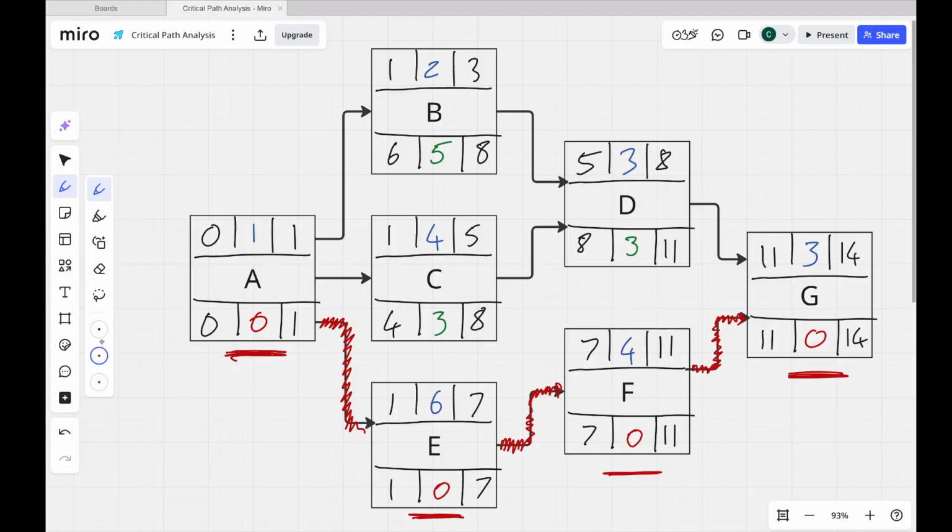However, tasks with total float in them, so B, for example, has 5 days total float in it in the bottom middle. That's telling me that B could be late by up to 5 days and still deliver the project within 14 days. C could be delayed by up to 3 days or extended by 3 days and still deliver the project within 14. D could be delayed by up to 3 days or extended by 3 days and we'd still deliver the project within 14 days.